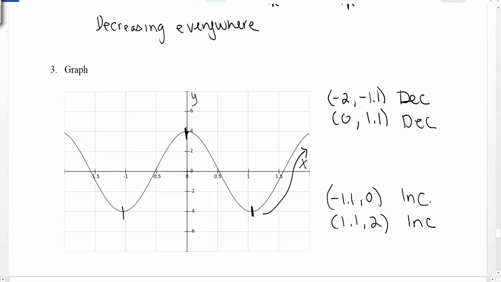So again, I could have used my inequality notation, but I can also use my open parentheses, my open interval notation to note the same thing. So here again, I'm going to use open parentheses because at the point where I turn around, I do not include that point. So here, I can see the intervals where I'm increasing and decreasing and read them right off the graph.